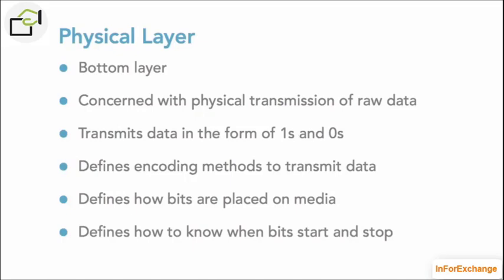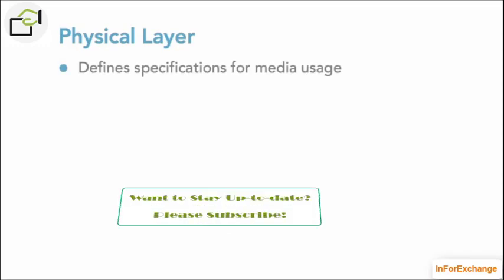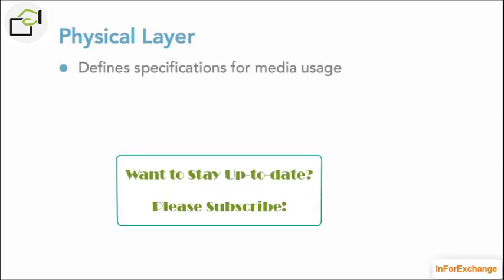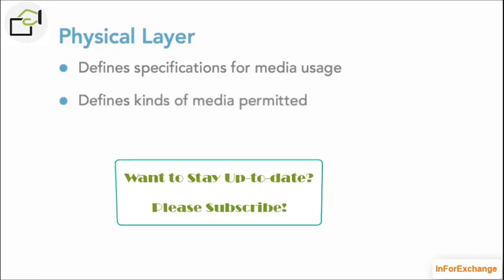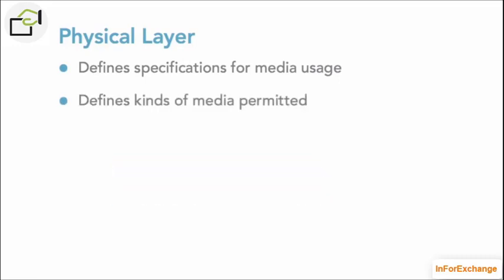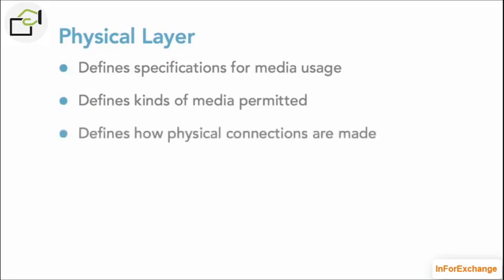Otherwise, you'll not have a clear distinction between each bit that's transmitted across the physical medium. Beyond defining how data is encoded onto a physical medium, the physical layer also defines specifications that relate to the media that's being used. When the physical layer defines the media being used, it's basically saying what kinds of media are permitted for different devices and what kinds of media are not permitted.